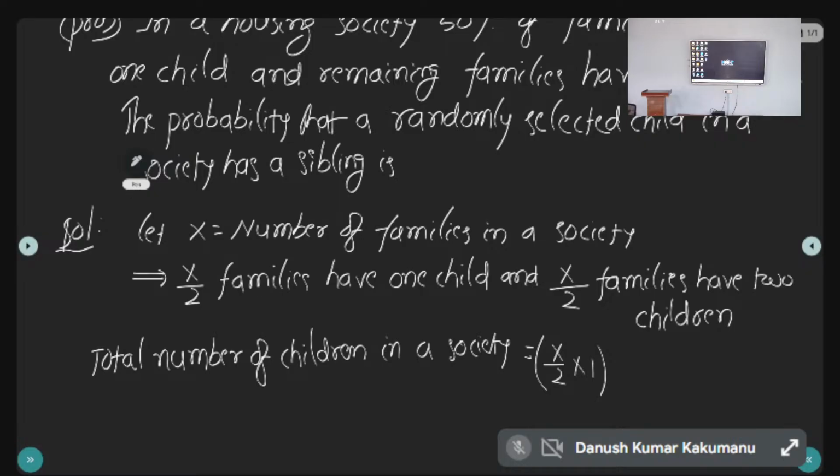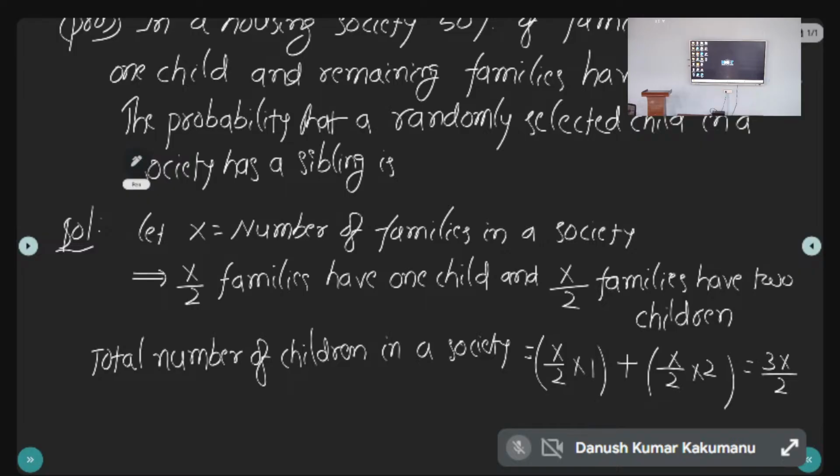Next, the remaining families are having two children. Remaining means x by 2 families, and each family has two children. Suppose here also you assume four families. Each family has two children, so 4 into 2 is nothing but 8. Here also the number of children is x by 2 into 2. This category's number of children plus that category's number of children gives the total number of children in the whole society. That is 2x by 2 plus x by 2, which is 3x by 2.